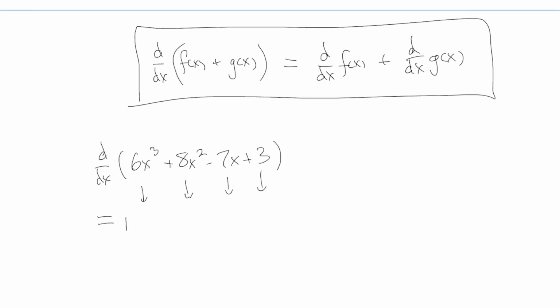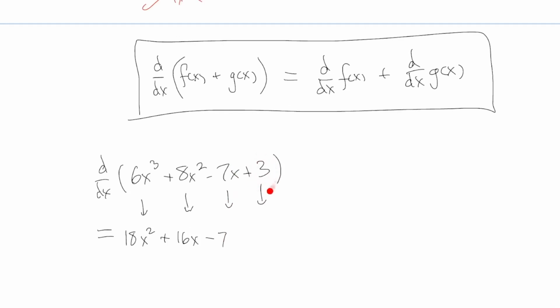6x cubed, I go 18x squared, right? We multiply the exponent times the coefficient and then decrease it by 1. Then plus 8x squared becomes 16x. Then minus 7x. The minus 7 will stay like it is. Anyone remember what happens to x when you take the derivative? This was a special rule. It becomes 1, which is to say it sort of disappears from the formula, right? The derivative of x is 1, so this becomes 7 times 1, which is 7.